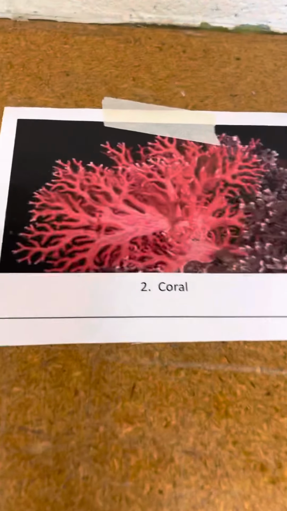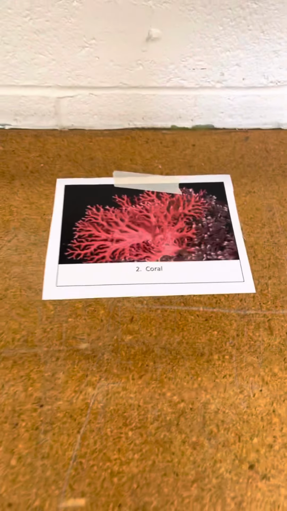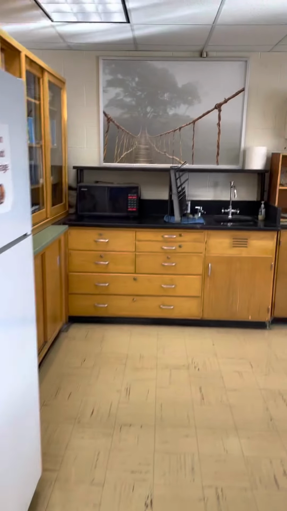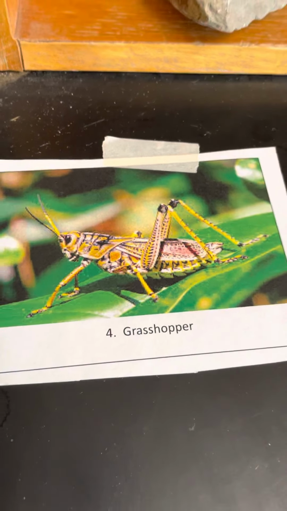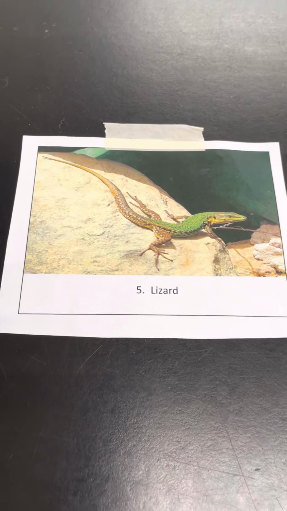For two, coral, living or non-living. Pause if you need to. I'm going to keep going. Three, crayfish. All right. It's also like you're getting a tour of the room. Wish you were here, but I understand. Four, grasshopper, living or non-living. Again, I'm going to keep rolling, but you press pause if you need to. Make sure you have at least two reasons why you think that each of these things are living or non-living.